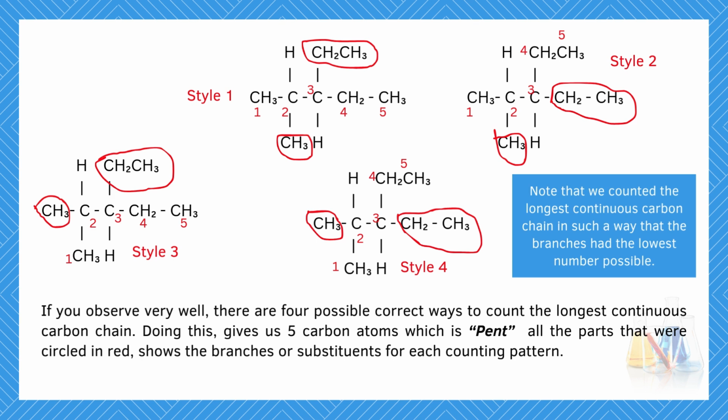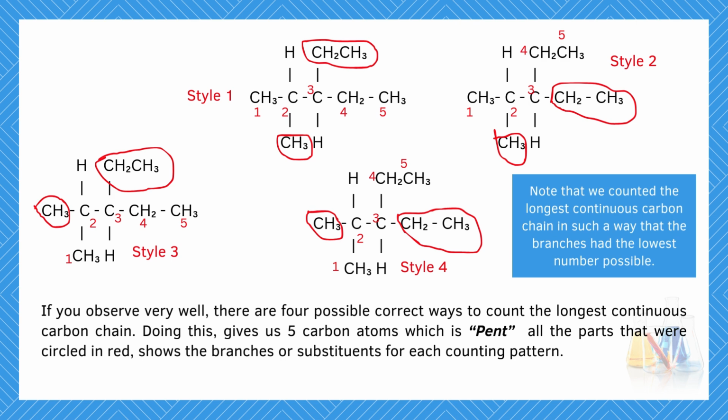And remember, any carbon atom that is not part of the parent chain automatically becomes a substituent or a branch. So now let's keep that at the back of our minds. For the first style of counting, you can see after counting, I have two substituents. I have a substituent on carbon number 2 and a substituent on carbon number 3.